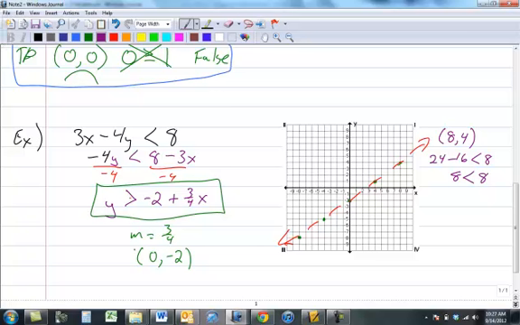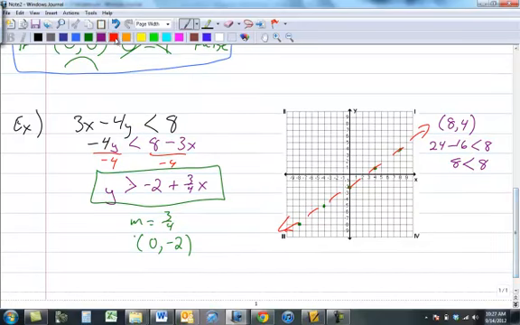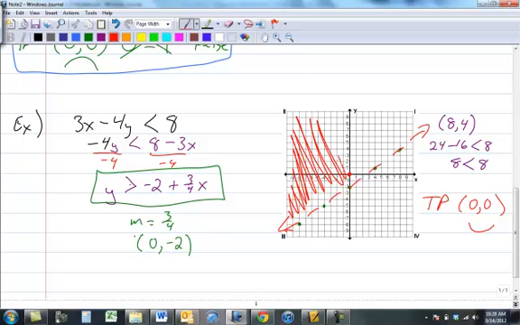But there are other points that make this true. Let's use our test point. Always pick an easy test point. In this case, I'm going to go with 0, 0. 0, 0 is easy because if you plug in 0, 0 to x and y, you get 0 minus 0 is 0. Is 0 less than 8? Indeed it is. That is true. So it's a happy test point. That means that 0, 0 is a solution. In fact, everything on the 0, 0 side of the line is a solution. Any one of these points is. On the other side of the line, it's not a solution.